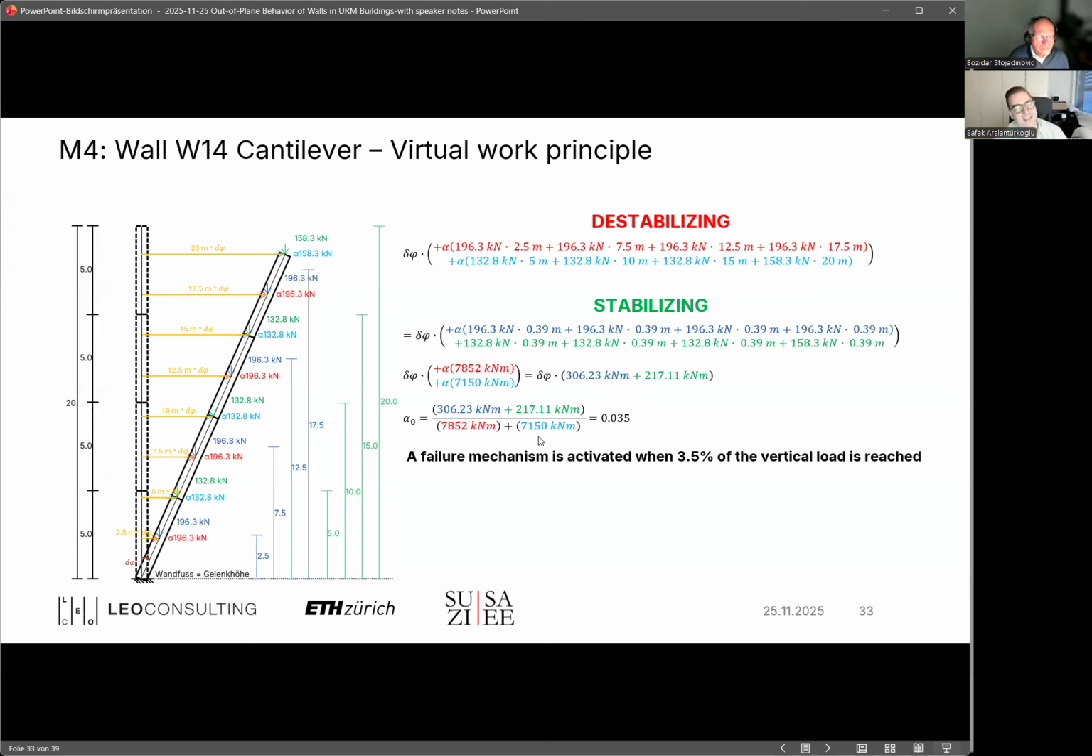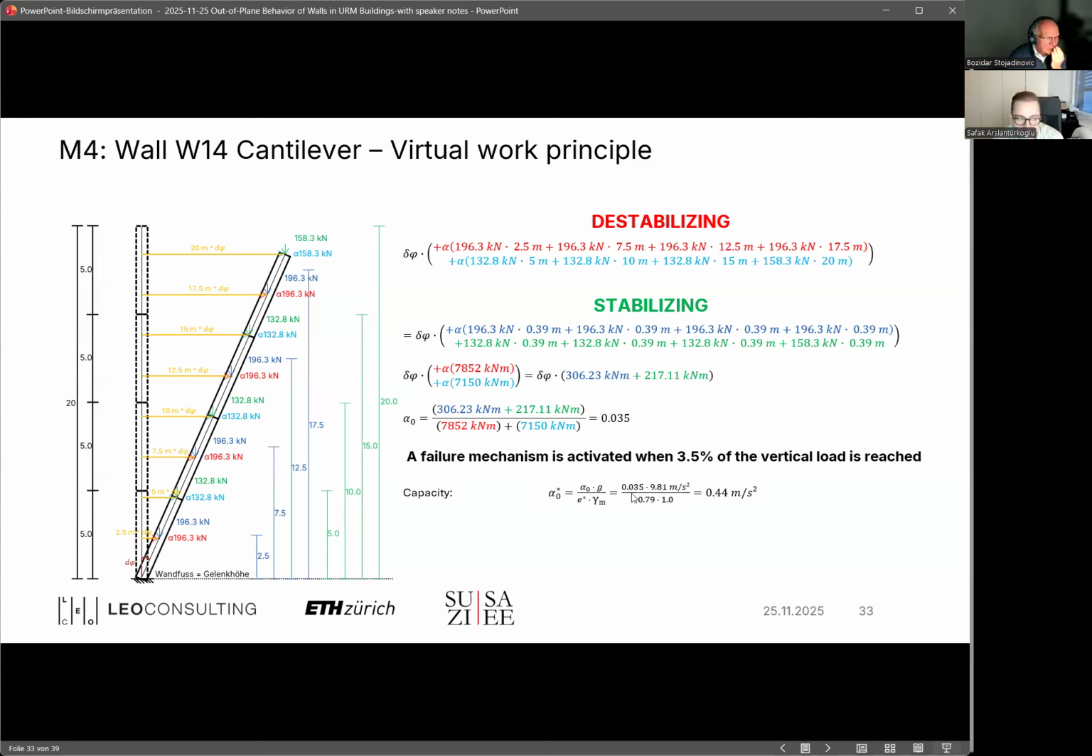It basically gives the ratio of horizontal to vertical forces. In other words, it means a rotation in the wall will be activated if 3.5% of vertical load is reached. You can see this is a rather low number, especially in comparison to the equivalent lateral force analysis when we are dealing with global behavior. And then the capacity is defined.